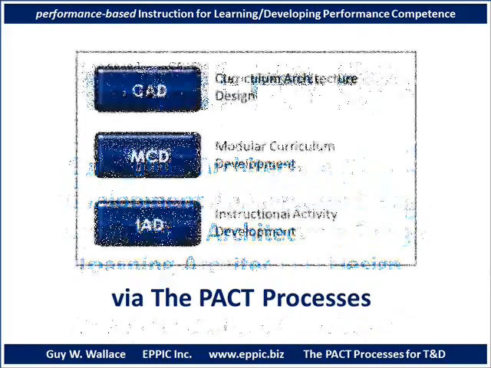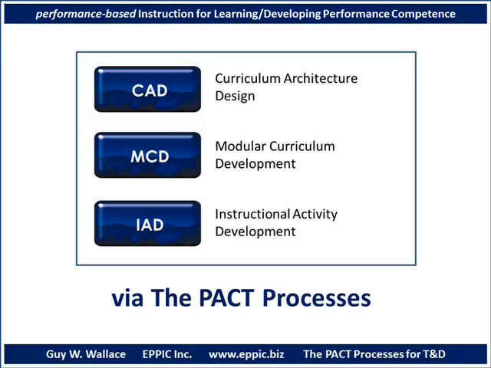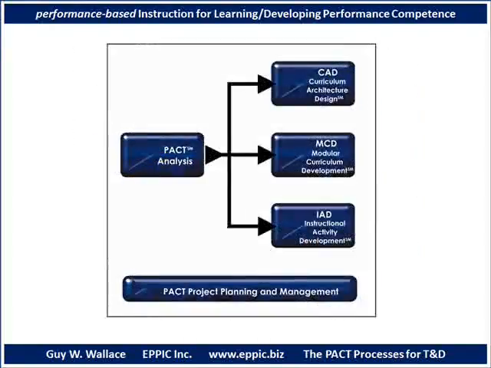The PACT processes for training and development includes 3 levels of instructional systems design: curriculum architecture design, modular curriculum development, and instructional activity development. All 3 levels of design are enabled by a PACT analysis methodology set that focuses on the target audience or audiences, the performance requirements, the enabling knowledge and skills, and the existing content that might exist that can either be used as is, or after modification, or is not appropriate for this effort. All of this is planned and managed via a common set of planning and management tools and techniques.